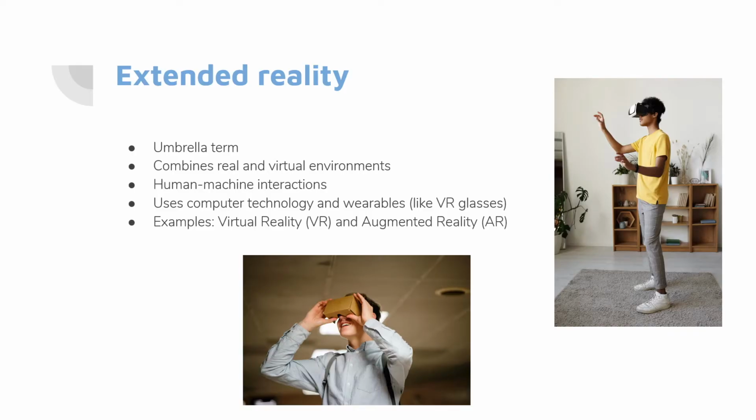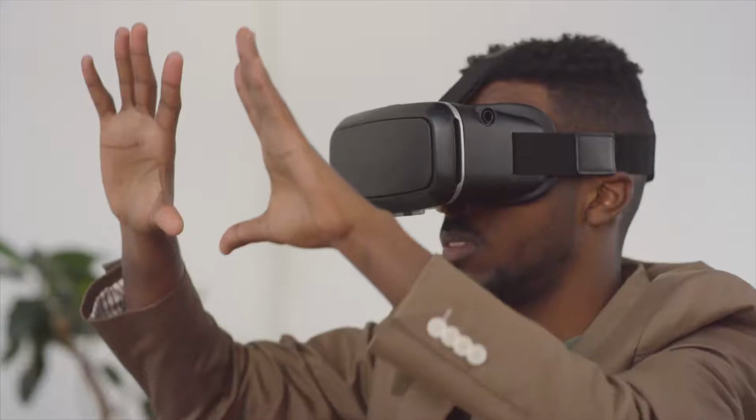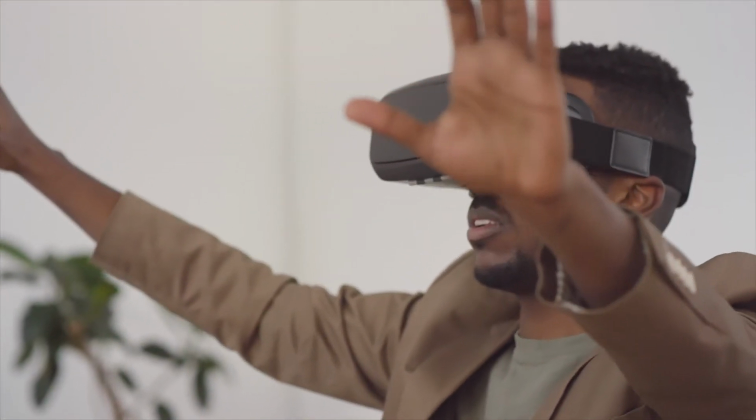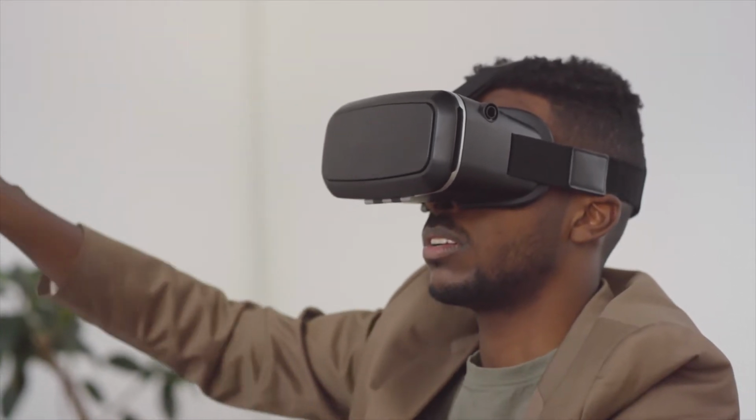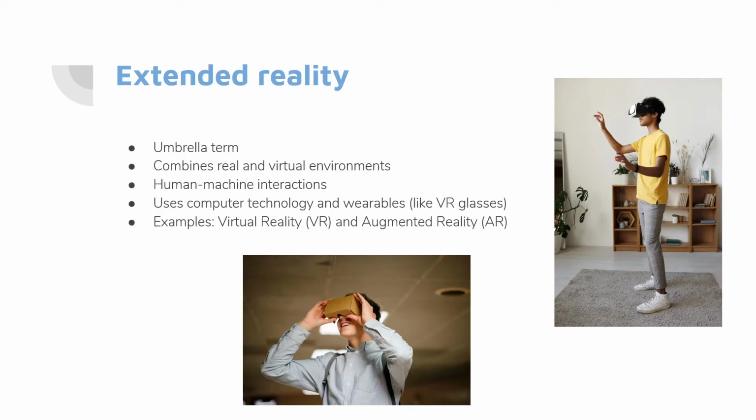Hello again, everyone. My name is John, and we are going to start this VR lecture by talking about extended reality. So, extended reality is a general umbrella term which refers to all real and virtual environments as well as human and machine interactions that are generated from computer technology as well as wearable devices. The two most common types of extended reality are virtual reality and augmented reality.